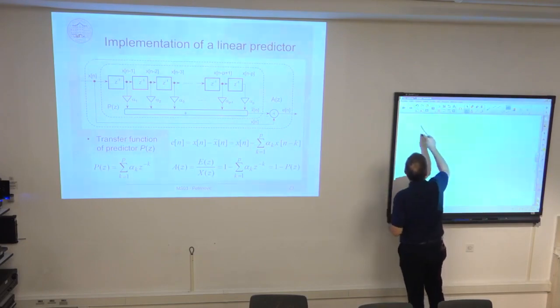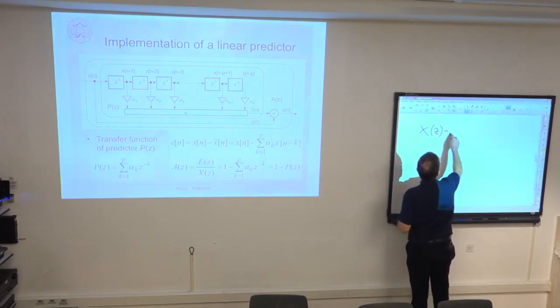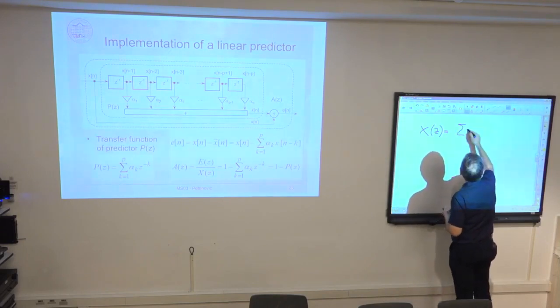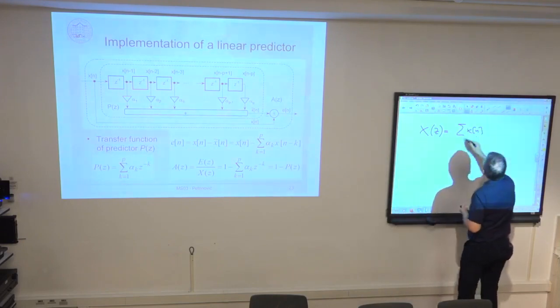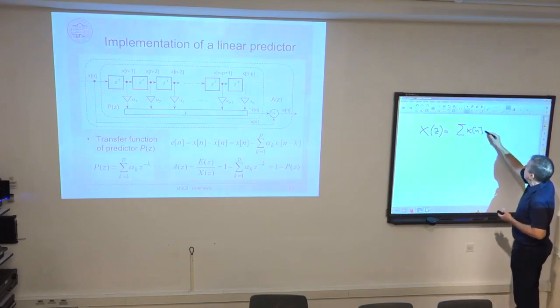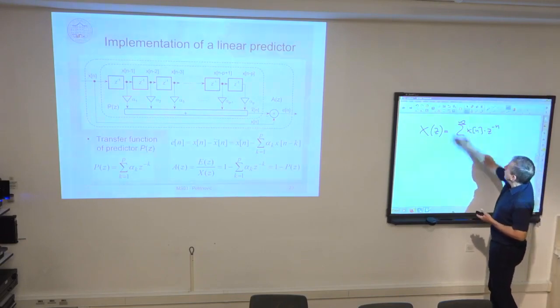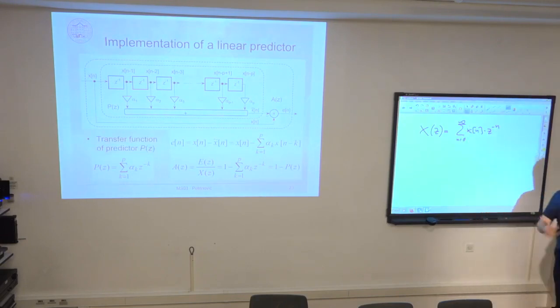So to have this Z domain representation of a signal, I will simply take signal samples, multiply them with Z to the power of minus n, and accumulate from 0 to infinity if the signal is causal. So if the signal is 0 left from the origin, from n equal to 0, then I only have to add from 0 to infinity.